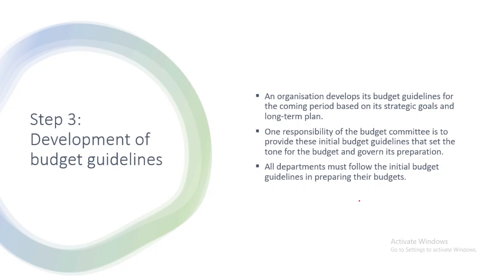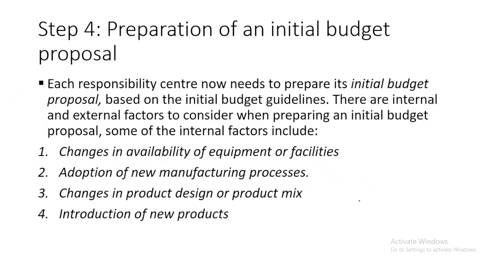And then we've got the flexible and the fixed budget. Those are other types of budget that management can decide to take in and base their guideline on. Then step four is the step of preparation of the initial budget. Here it says that each responsibility center now needs to prepare its initial budget proposal based on the initial budget guideline.